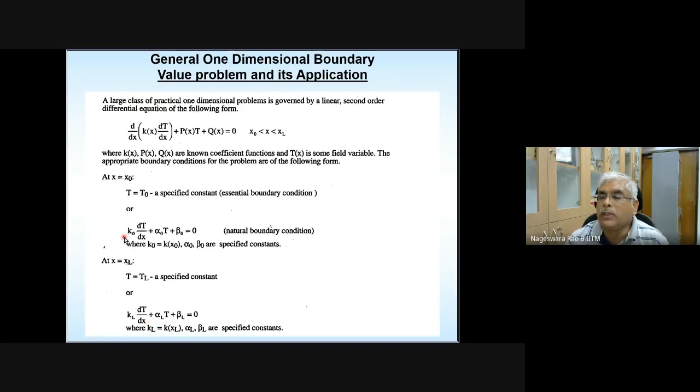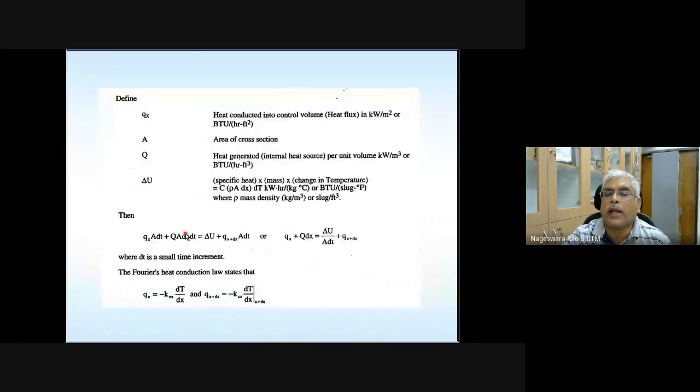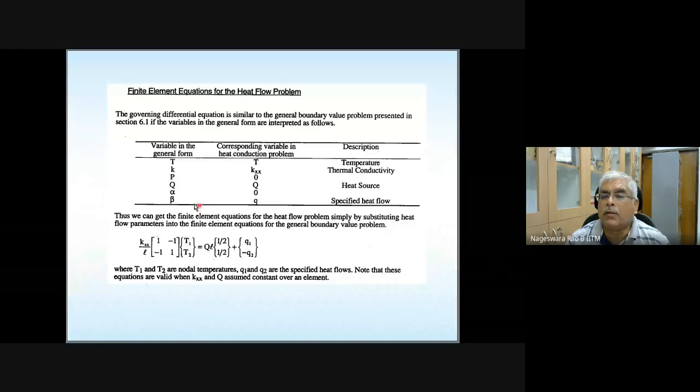Okay, so if you see your heat flow, the natural boundary condition for steady state heat conduction problem, and compare that with this. This is taking the place of kxx times derivative of t with respect to x, and alpha is 0, beta is your q. So that is what is written. So you can make a table like this. Here, beta is q. What is this q? Specified heat flow.